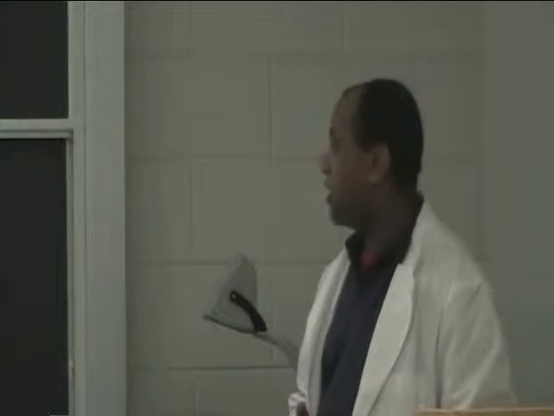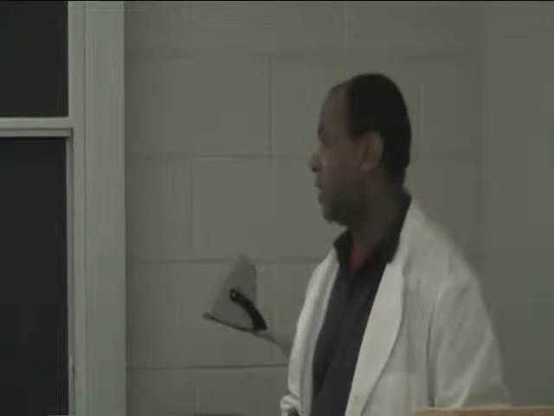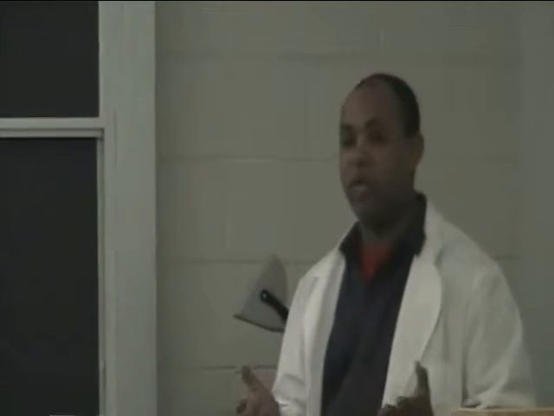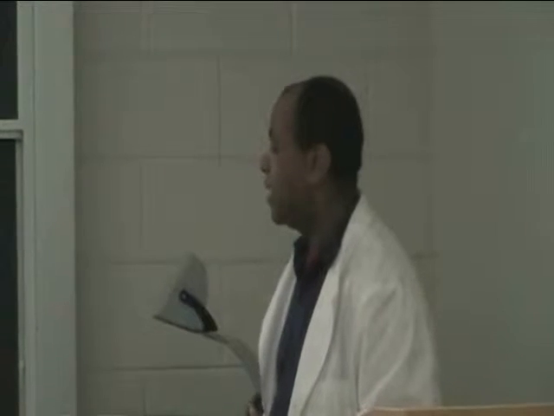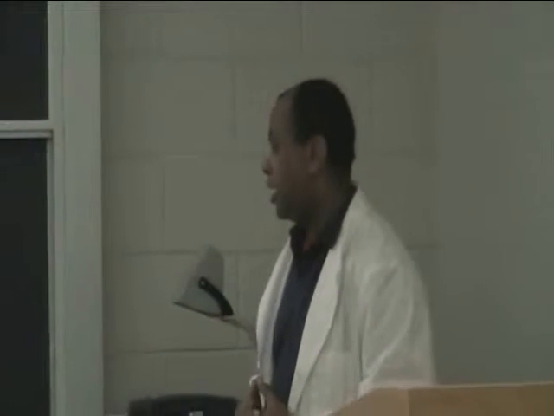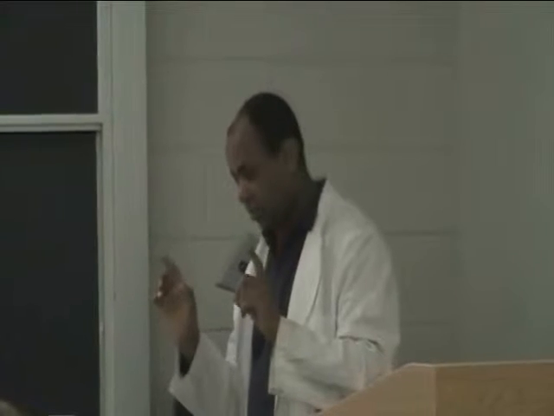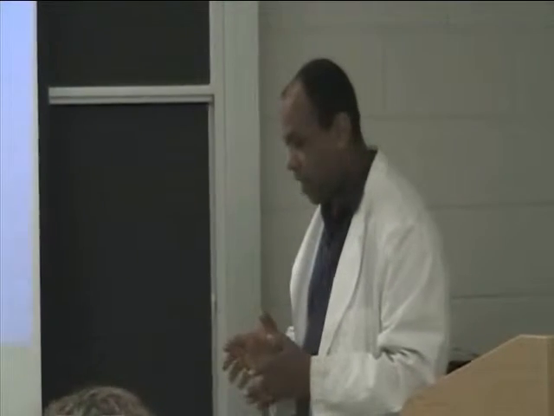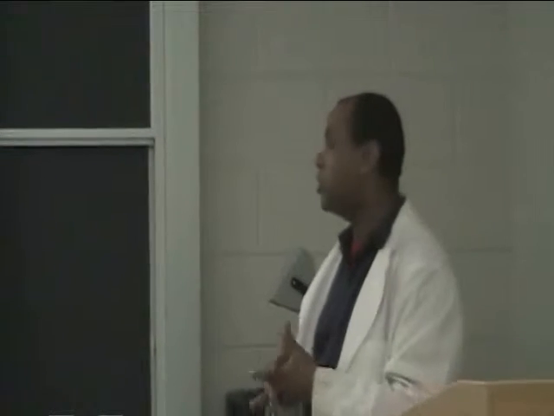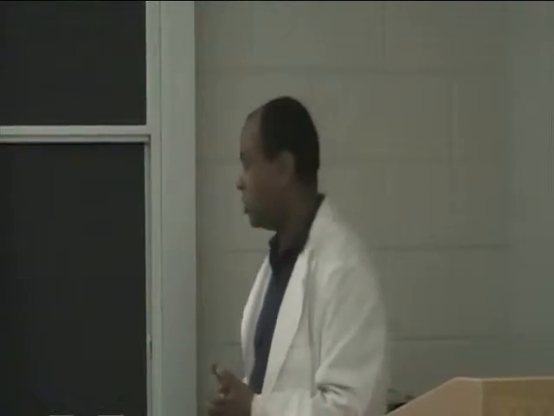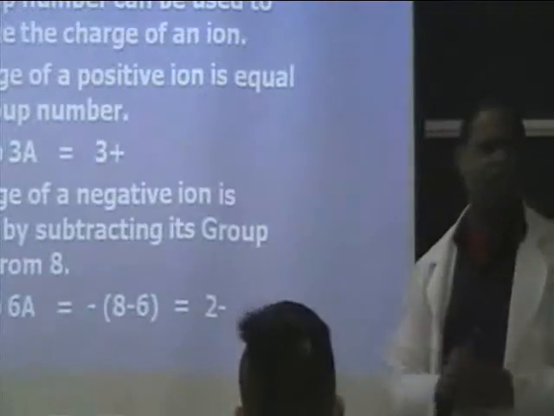Now, when it comes to non-metals, which we call anions, we start with group 6, for example. There's a difference because sometimes we get confused between the group number and the charge. Group 6 has 6 valence electrons. But what will be the charge of group 6? It should be negative 2.